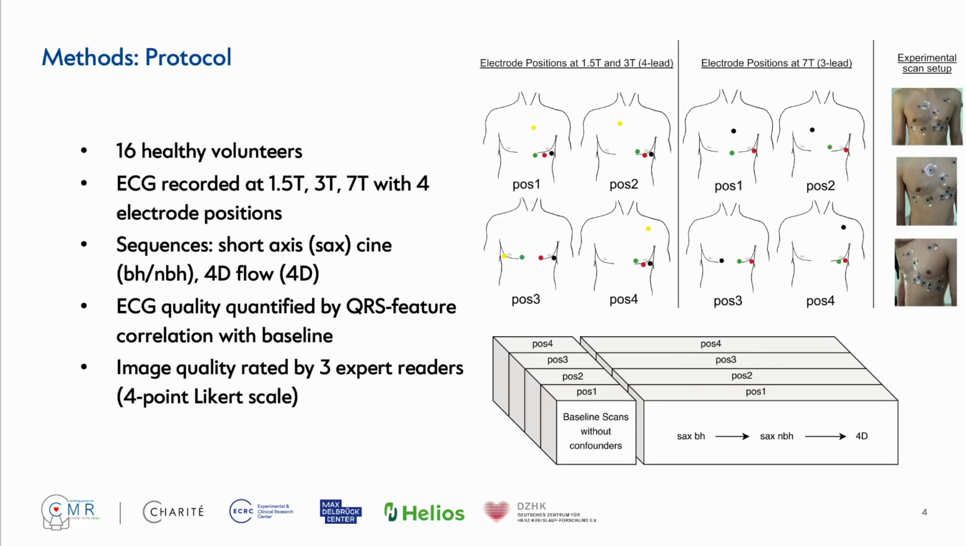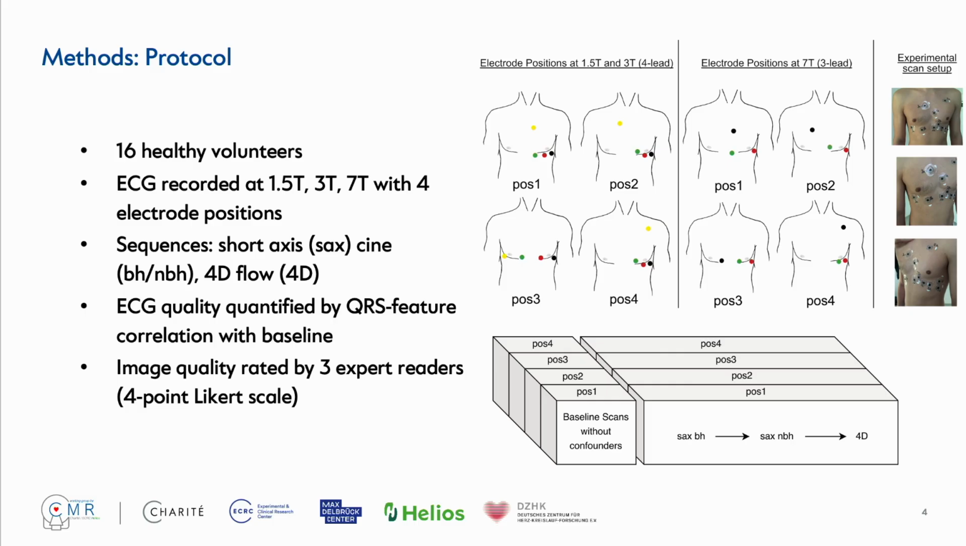We enrolled 16 healthy volunteers after written informed consent. ECG signals were recorded at 1.5T, 3T and 7T scanners with 4 electrode positions, which can be seen on the right. The electrode positions are based on vendor-recommended electrode positions, position 1 and 2, or alternative positions based on the literature, position 3 and 4. These alternative positions are defined based on recommendations for ultra-high field imaging in particular, and a detailed description can be found in the main manuscript.